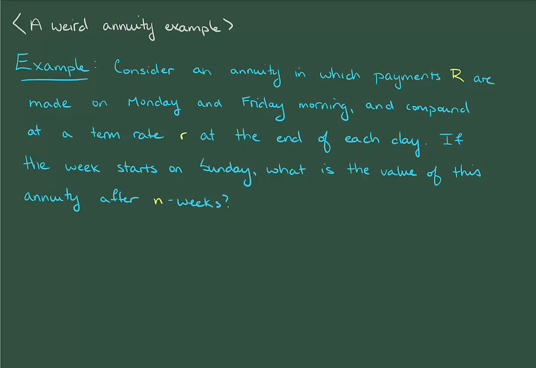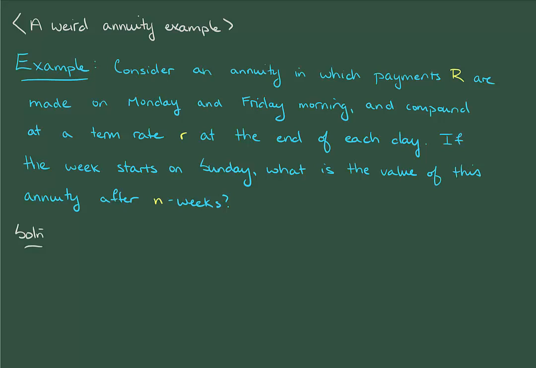So we're going to continue our tradition of doing weird examples. I will warn you now that this example is a bit more complicated, so take it slow. We have an ordinary annuity with payments big R on Monday and Friday mornings. We compound at a rate little r at the end of each day. If the week starts on Sunday morning, what is the future value of this annuity after n weeks?